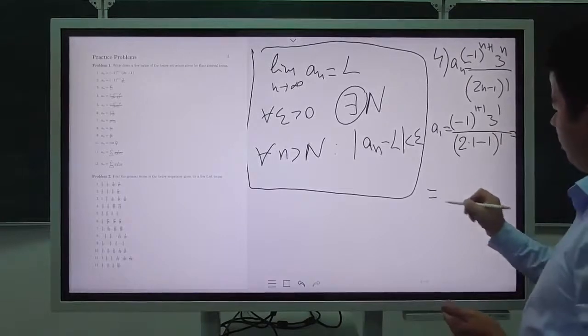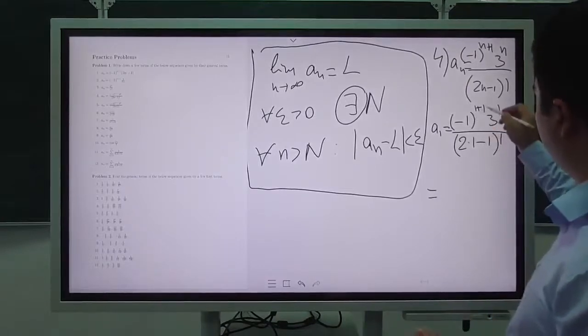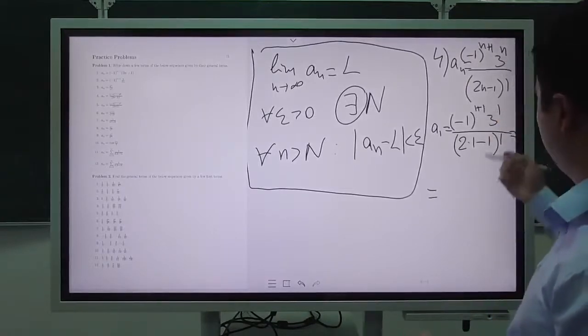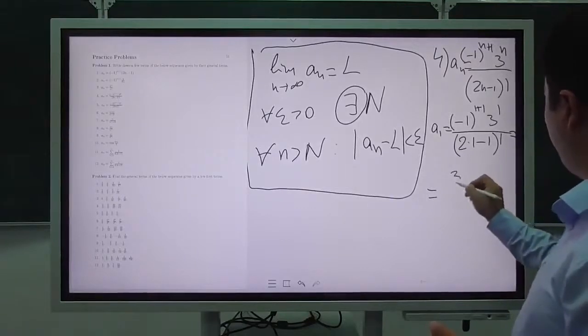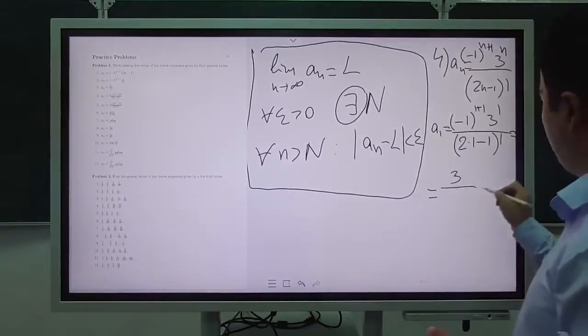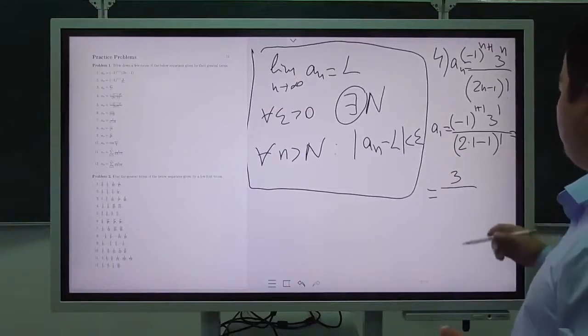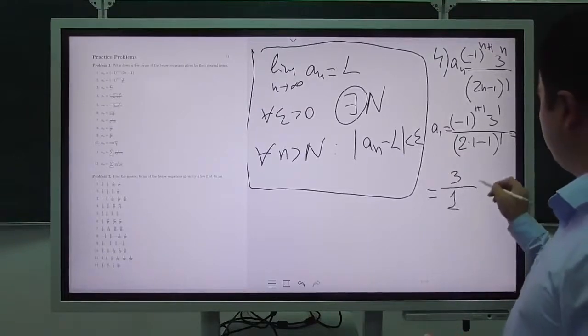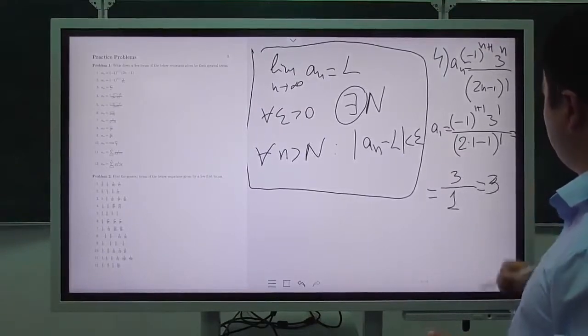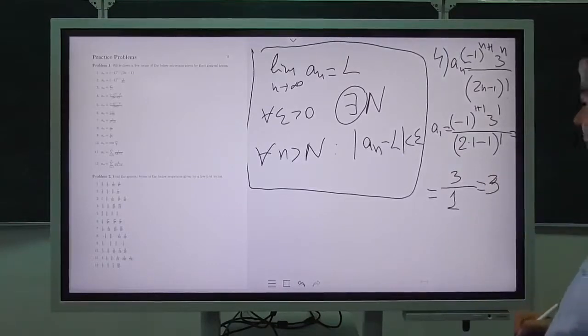So here we have minus 1 to the power of 2, it is positive 1. 3 to the first power, it is 3. And 2 minus 1 is 1, 1 factorial is 1. So the answer is 3. So this is the first term.